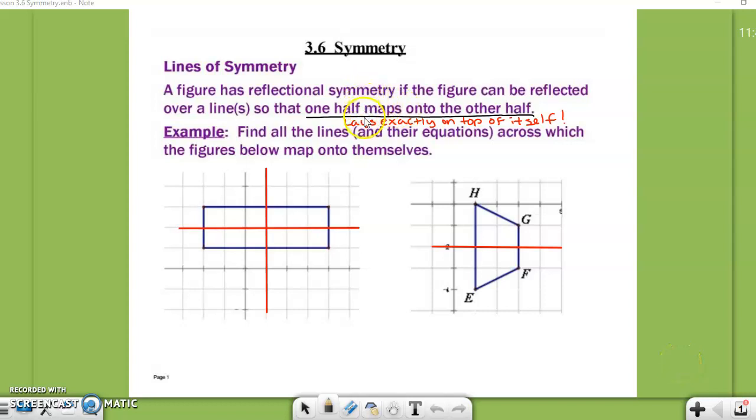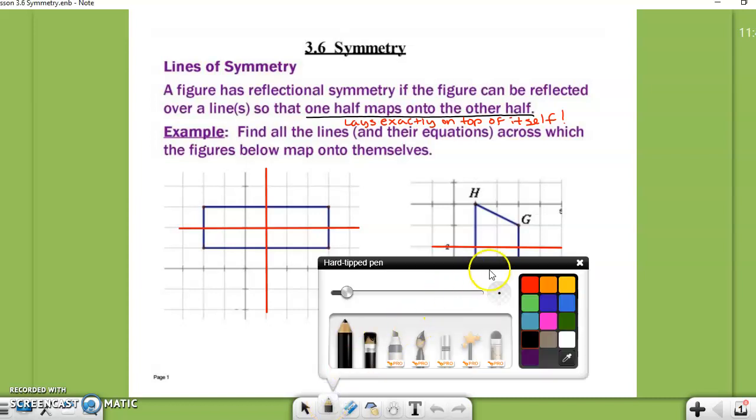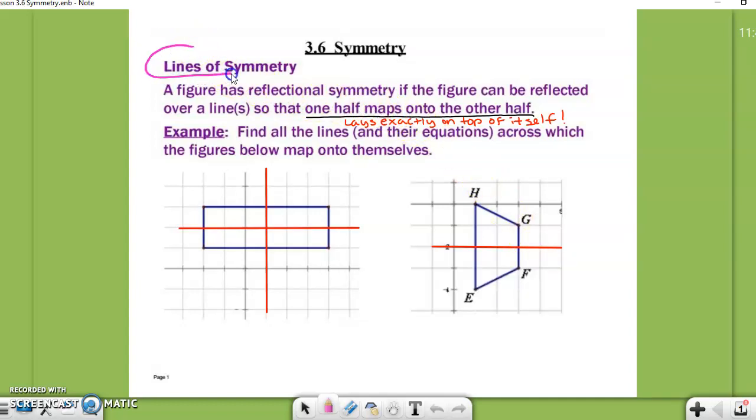Hi everyone, welcome to lesson 3.6 of Unit 3 where we're going to talk about symmetry today. We're going to talk about both line symmetry and rotational symmetry. First of all, we want to talk about our lines of symmetry. Line symmetry just means that it has reflectional symmetry. It can be folded over a line so that one half maps onto the other. It lays exactly on itself.